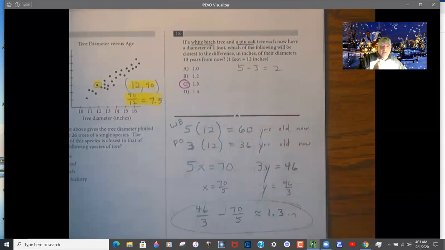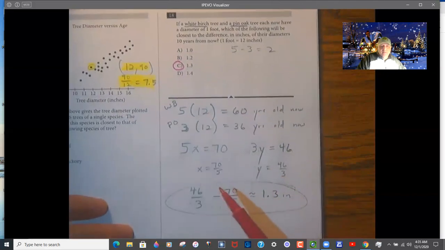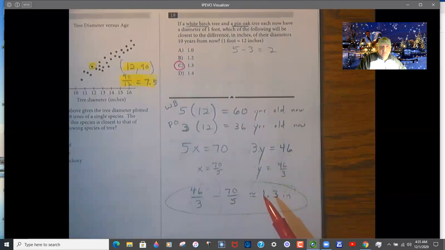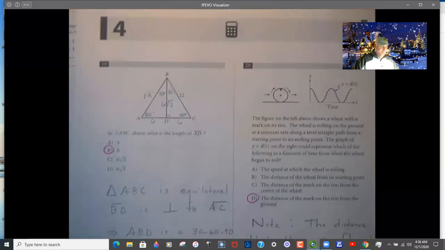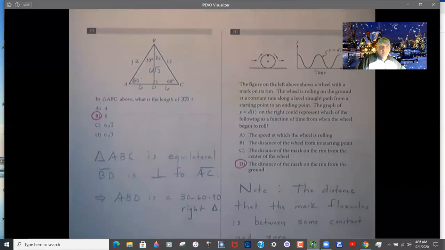So 10 years from now, you're going to add 10 to each of those and then divide back by the growth factor. That would give you the difference in their diameters. That's a hard question to know to do that, but you do get 1.3 inches. So the SAT loves to say, okay, here's a chart, and I'll ask you a couple of easier questions, and I'll ask you a hard one at the end of the chart. So a couple more in this round.